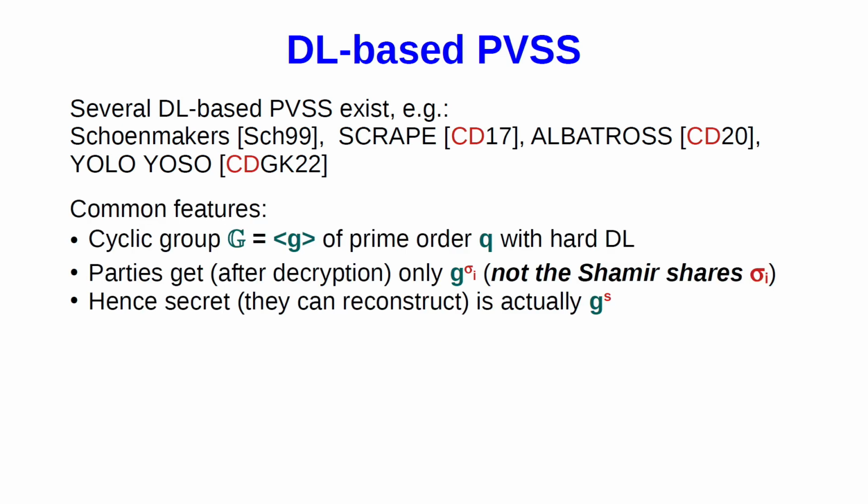And all these constructions have these features in common. Basically, we are working on a cyclic group of prime order with a hard discrete log, also usually hard DDH too. And what the parties get after the decryption is actually not the field shares, not the Shamir shares, but what they are getting is a generator of the group raised to these shares. So the secret that they can reconstruct by interpolation in the exponent is actually g to the field secret.